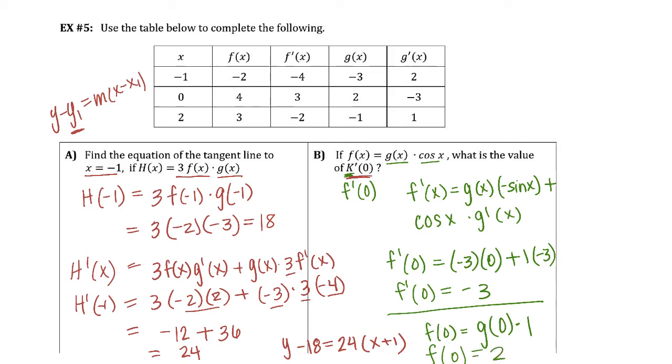So now we're ready to go ahead and write the equation of our tangent line. We have y minus 2 equals our slope times x minus 0. And you can leave it like that, or you can go ahead and say negative 3x if you want. Either would be correct.